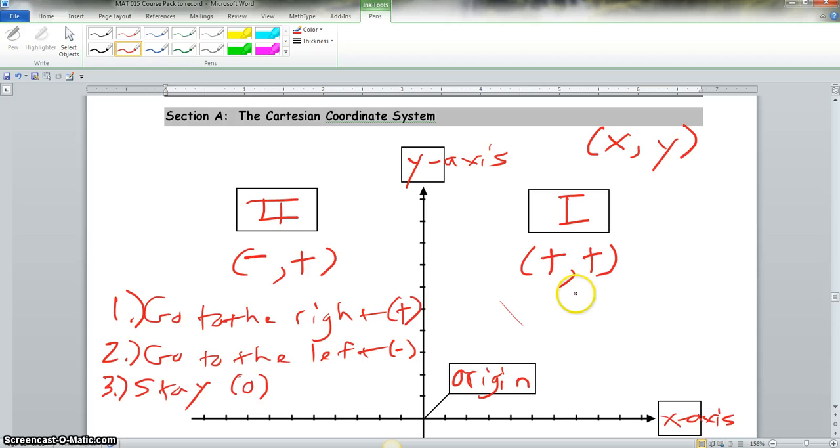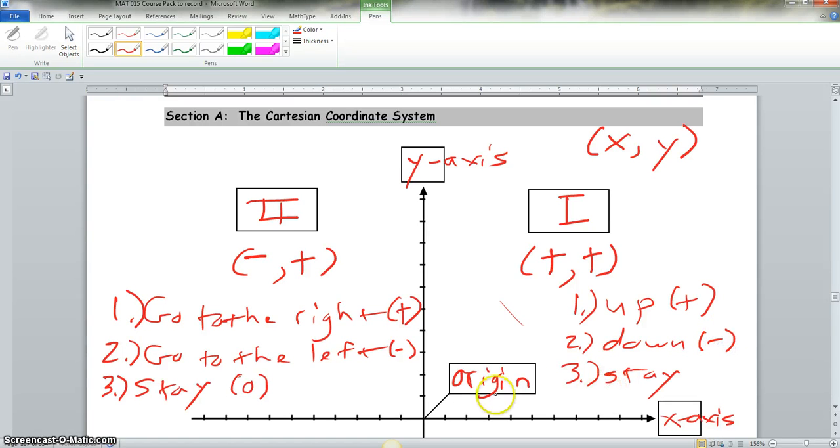Now, for your y value, there are 3 things that y does. It goes up, down, or stay. And this is based off the origin as well. If you go up on the y-axis from the origin, your y is positive. If you go down from the origin, your y value is negative. And if you stay, then your y value is 0.